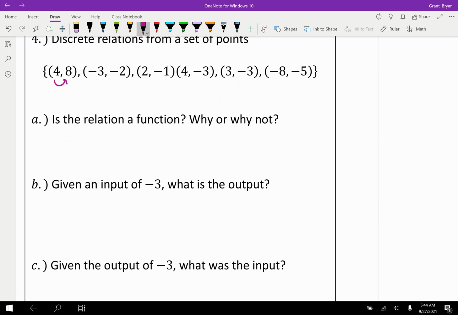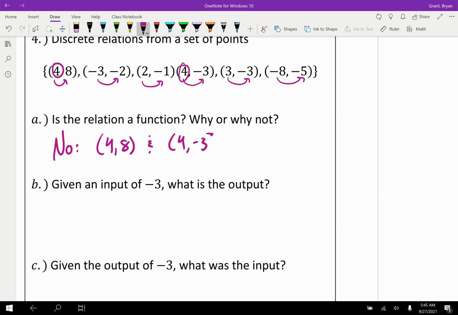There's a 4 that goes to 8, negative 3, 2, oh, here's another 4. I see 2 different 4s, or 2 of the same 4s, and this 4 goes to a different x. There's another 3 that's okay, and a negative 8. So yeah, I think there is an issue here. We're going to say no, and that's because we have 4 which goes to 8, and we have 4 which goes to negative 3. That is a no-no.